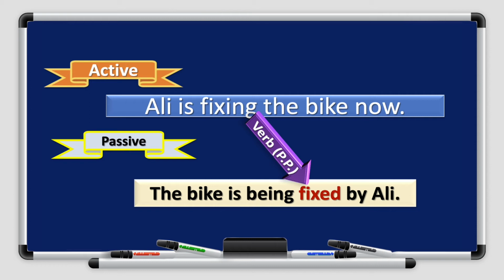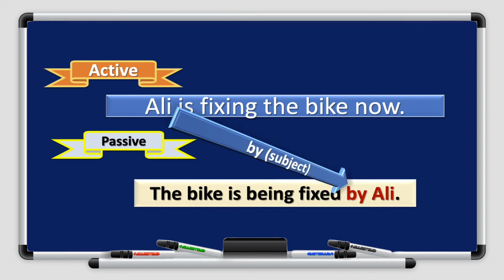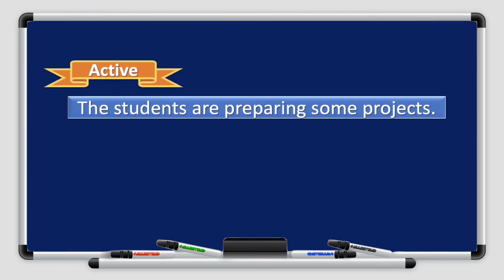And fixed is our verb 3. And finally, we have the subject. It is important to include being in your sentence because without it, it's no longer a passive sentence. Let's look at another example.